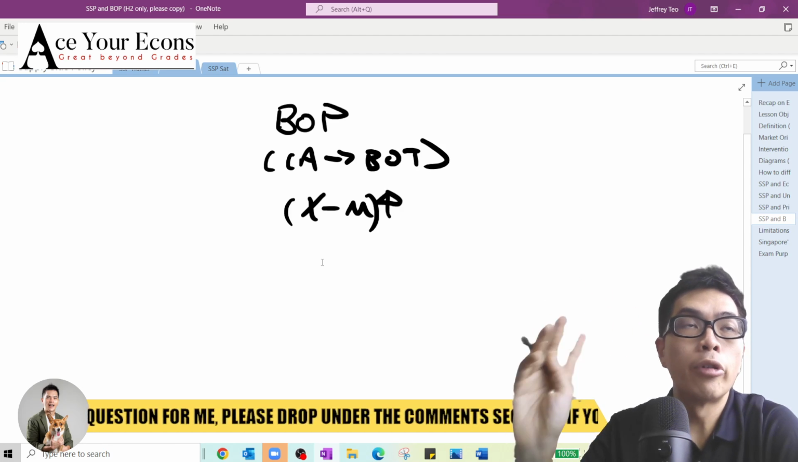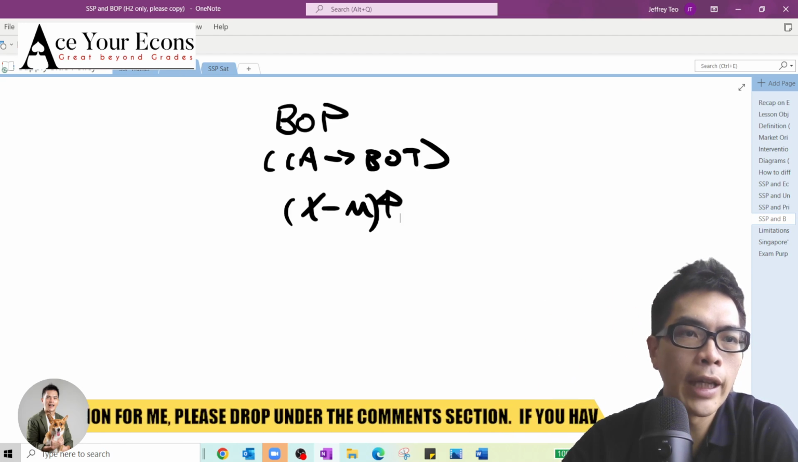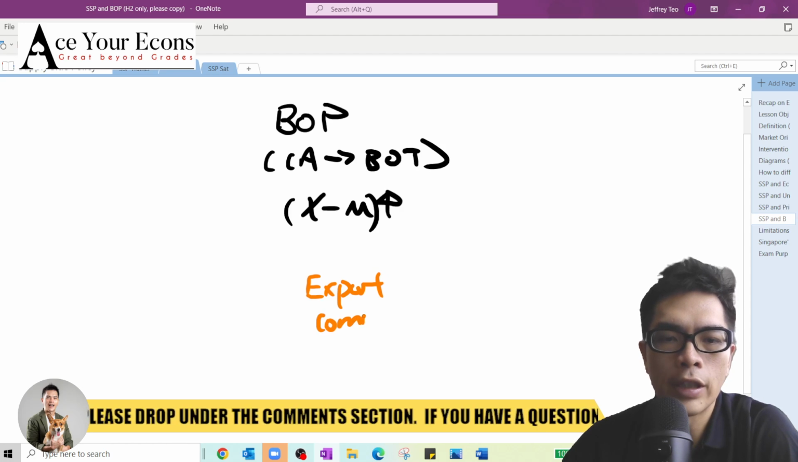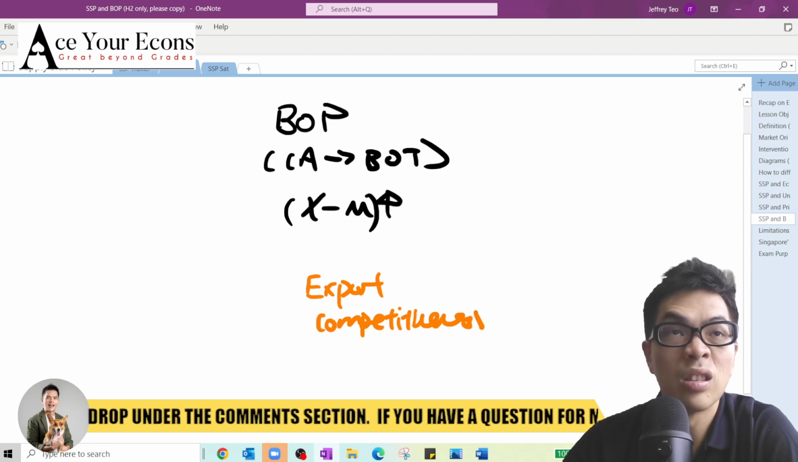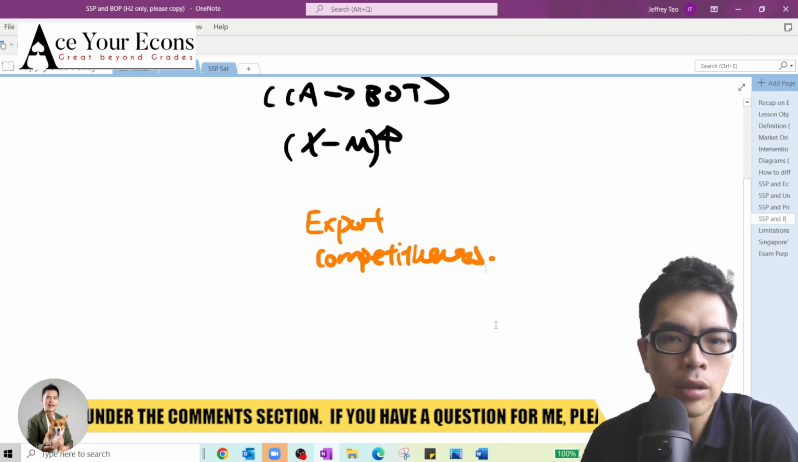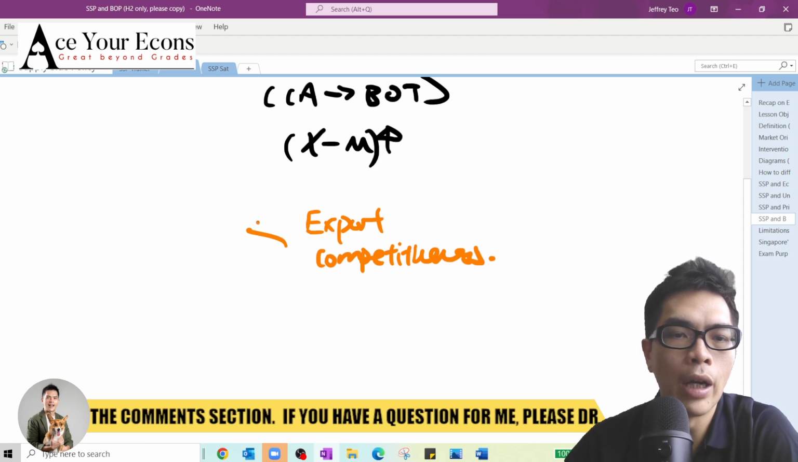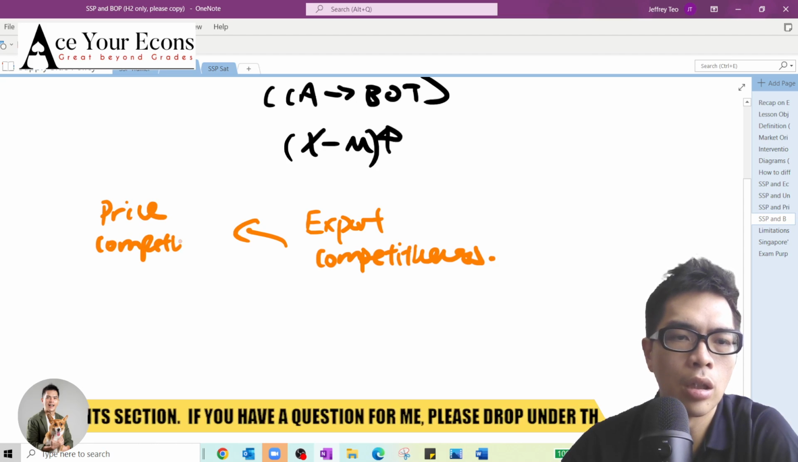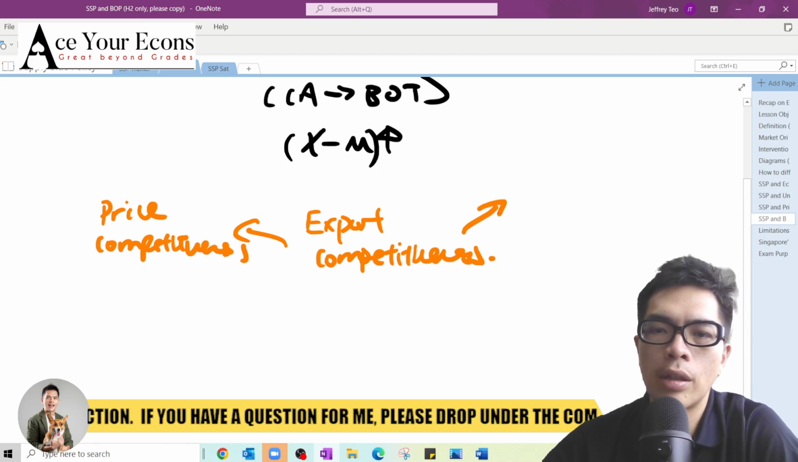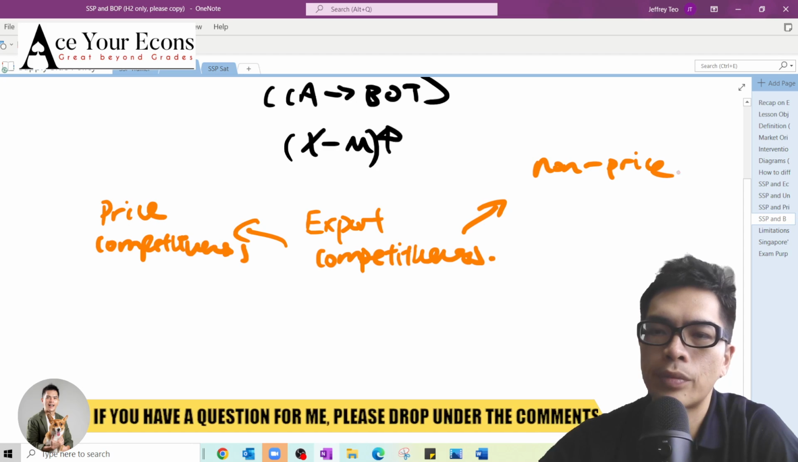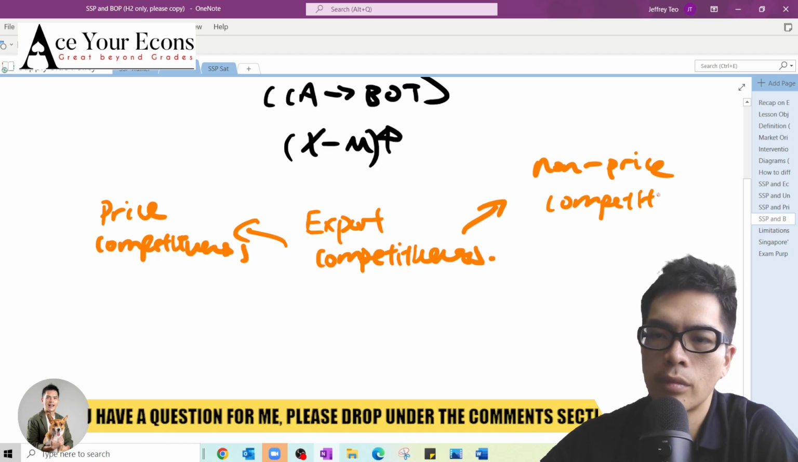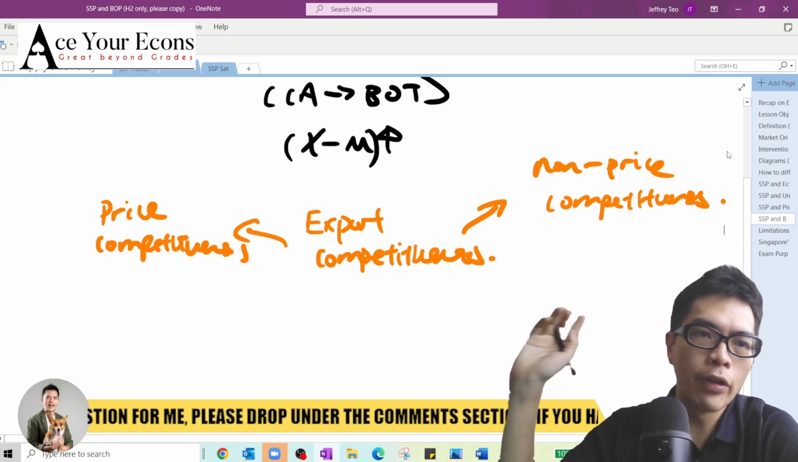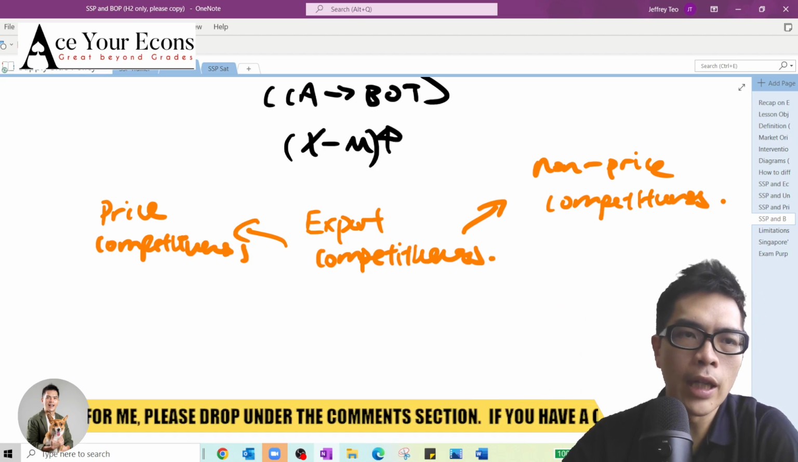Okay, so there are two primary means. I'm just going to show you in a nutshell. We are concerned about this key concept called export competitiveness again. Export competitiveness comes in two forms. Number one, we are looking out for price competitiveness. Second one, non-price competitiveness. So a simple illustration, let's start with the easier one. A simple illustration would be non-price.